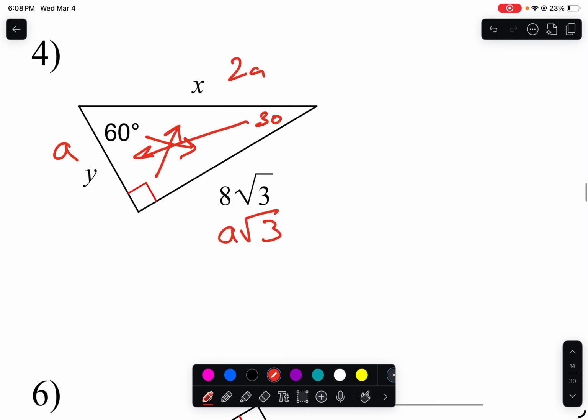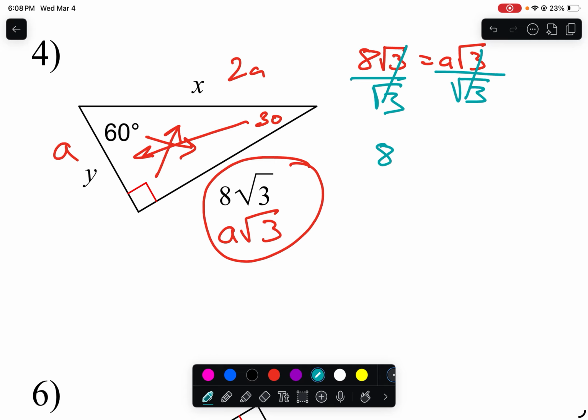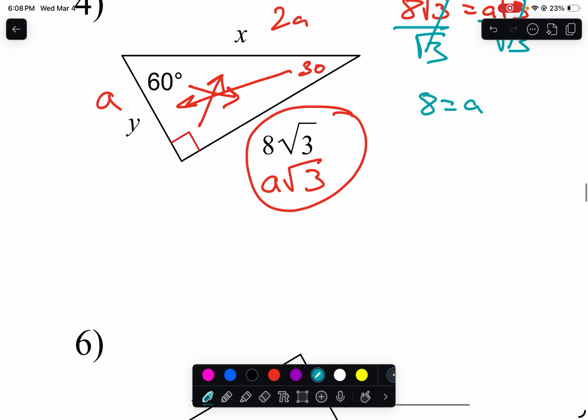So we know that my a root 3 is equal to 8 root 3. So if 8 root 3 is equal to a root 3, again, my goal is I got to find a, right? Did they give it to me? No, so I got to work for it. I got to solve for a here. To get a by itself, I'm going to divide by root 3. Now, sometimes you might have to rationalize, but in this case, the root 3's just cancel, so I get that a is equal to 8, which means that y is going to be equal to 8.